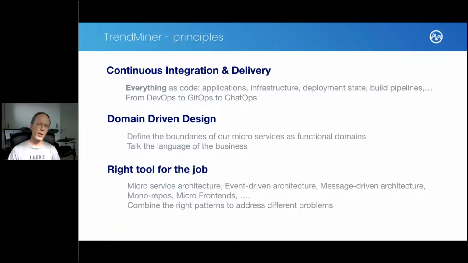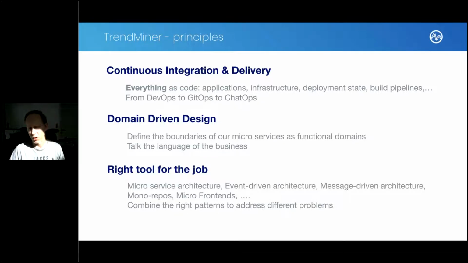So some principles that we apply: continuous integration and continuous delivery. We really try to keep everything as code. So both the applications, all our infrastructure, like Vincent explained from the ops team, but also our build pipelines, the definitions of that, deployment artifacts, everything is done as code as much as possible. And we apply DevOps. We are looking at flows like GitOps and ChatOps even on our Kubernetes deployments. So we try to keep up with modern processes to really enable fast and continuous integration.